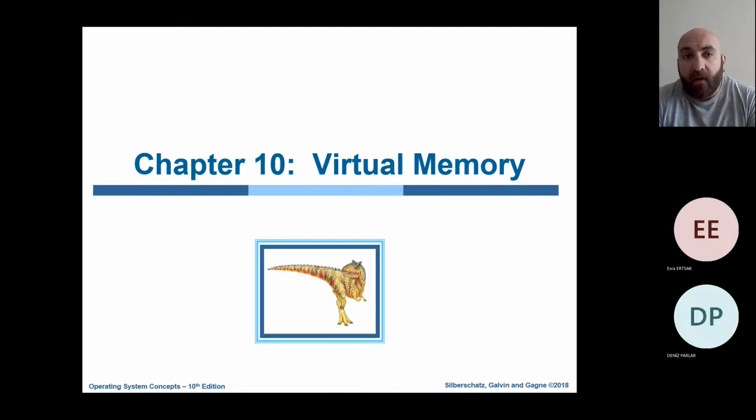Hello again. Let's continue with virtual memory. In the previous chapter, chapter 9, we discussed different memory management strategies used on our computer systems. All these strategies have the same goal: to keep many processes in memory simultaneously to allow multiprogramming. However, they tend to require that an entire process be in memory before it can execute. Virtual memory is a technique that allows the execution of processes that are not completely in memory.